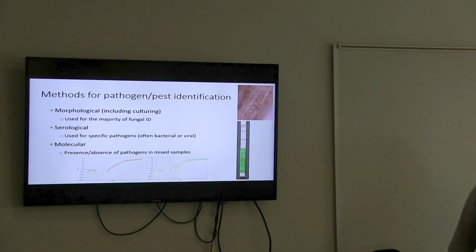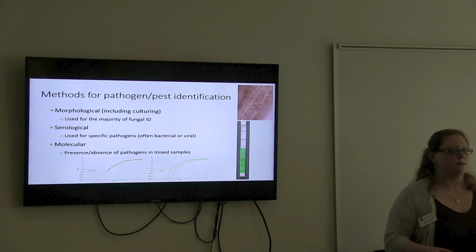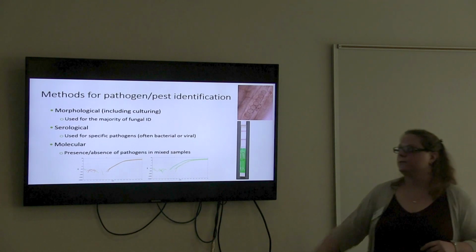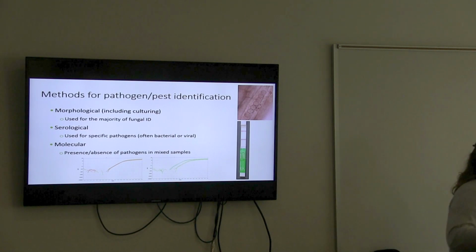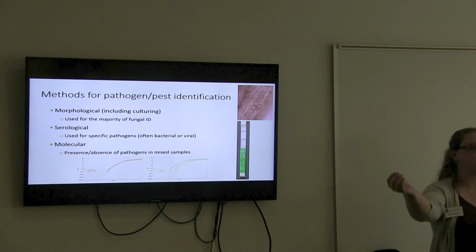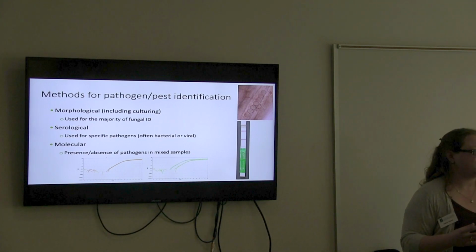In terms of methods for pathogen or pest identification, we kind of have three that we use quite a bit at the clinic. The first is morphological, which is a fancy way of saying what it looks like. So what color it is, what shape it is, the size of the spores, the arrangement of the spores. Are they borne in a fruiting structure? Are they just lying on the surface of a leaf? Those are all morphological characteristics, and that's traditionally what has been used to identify pathogens.